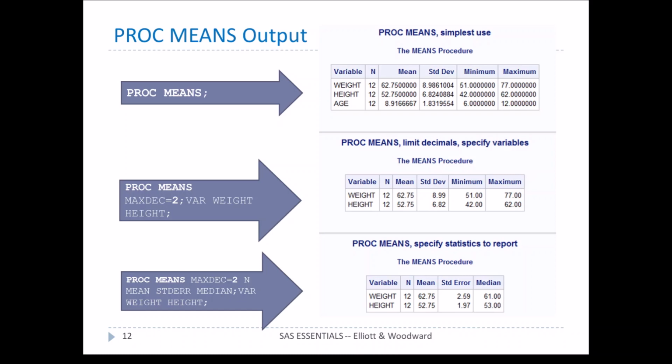And then the next one is, again, we're going to limit or specify the specific statistics we want. In this case, n, mean, standard error, and median. So again, you can see how we can arrange this output table to produce the statistics that we have in mind.